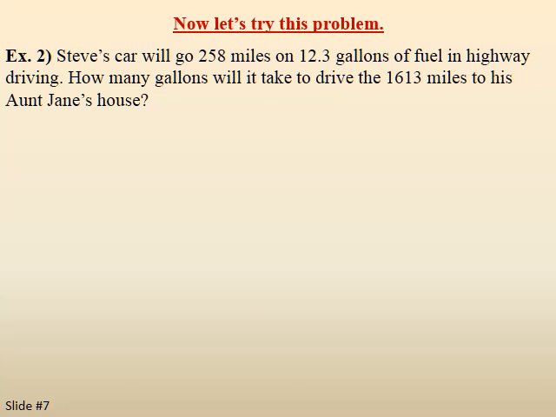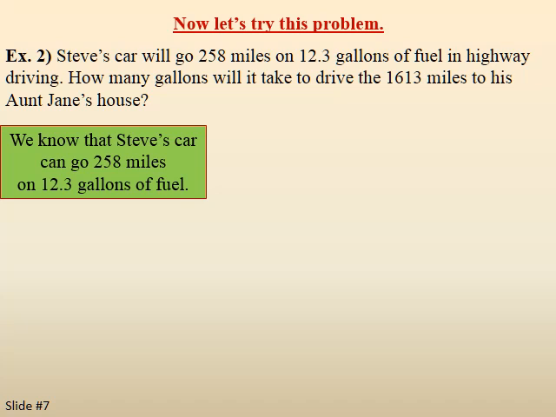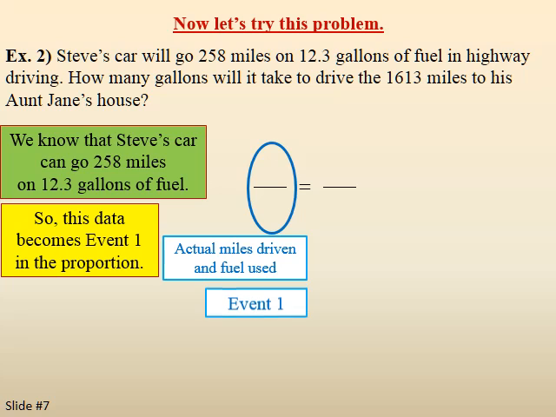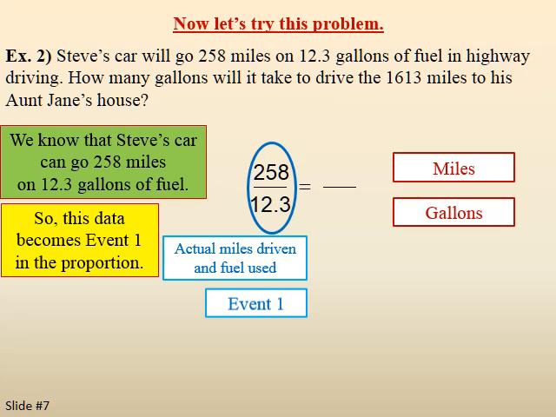Steve's car will go 258 miles on 12.3 gallons of fuel in highway driving. How many gallons will it take to drive the 1,613 miles to his Aunt Jane's house? Well, we know that Steve's car can go 258 miles on 12.3 gallons of fuel. So I'm going to use that as event 1, my first fraction. Actual miles driven and fuel used. So I'll put miles on top, 258. Gallons on the bottom, 12.3.